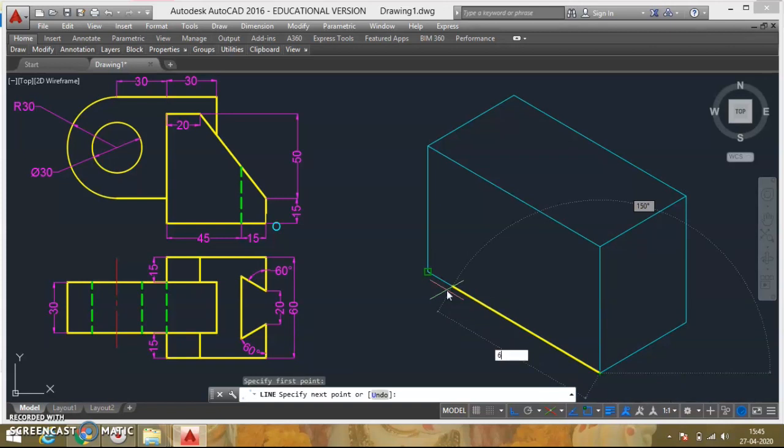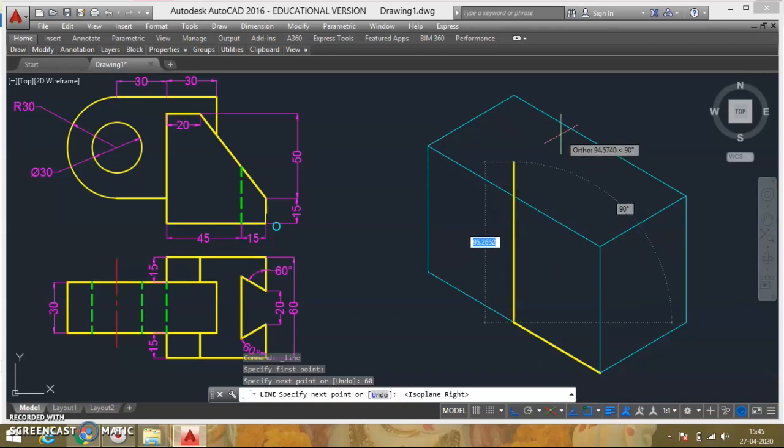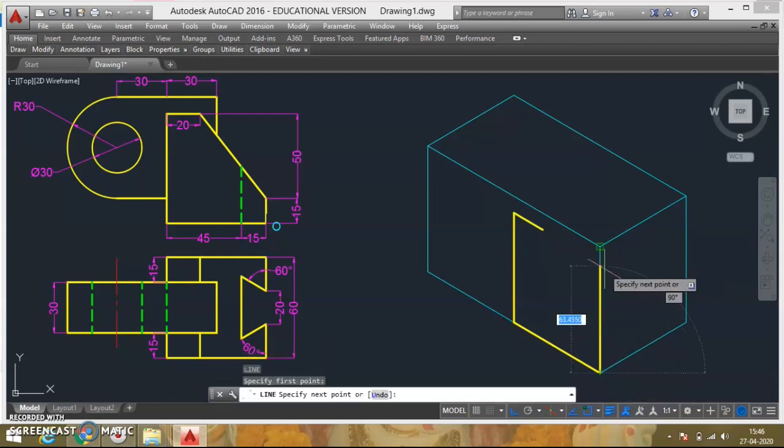From here I can go for 60 mm. Then I can go up for 65 mm. Then on this side I can come for 20 mm. That is what is given. Then again from here I'll go up for 15 mm. And then I'll join the non-iso line.